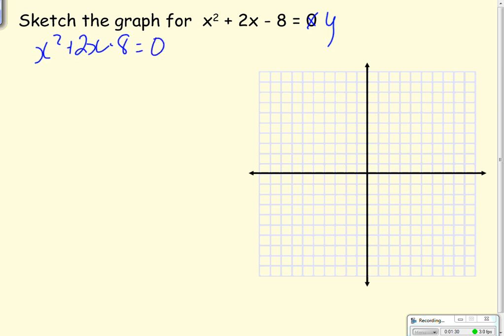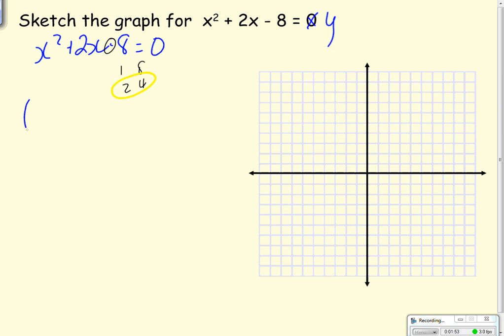And when we factorize like we always do, we've got our factors of 8: 1 and 8, 2 and 4. Keep in mind that if you've got a minus sign here, you need to find the two factors that will subtract to make the third term. In that case, we've got 2 and 4.